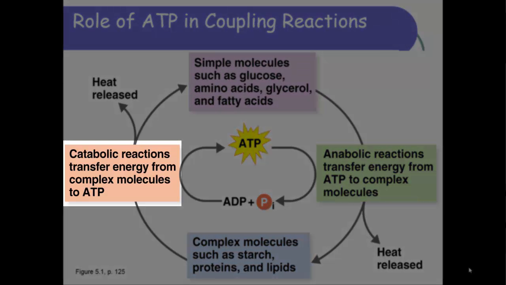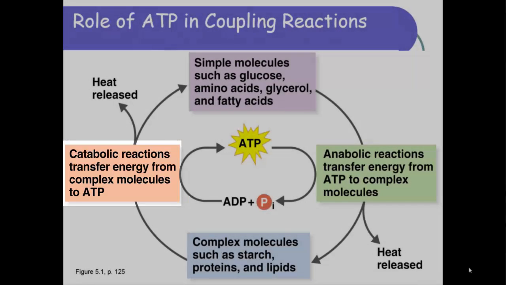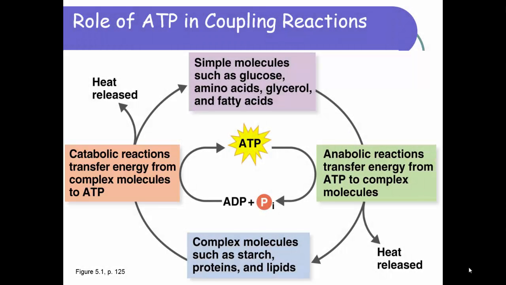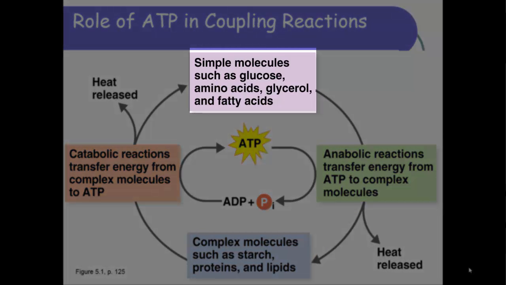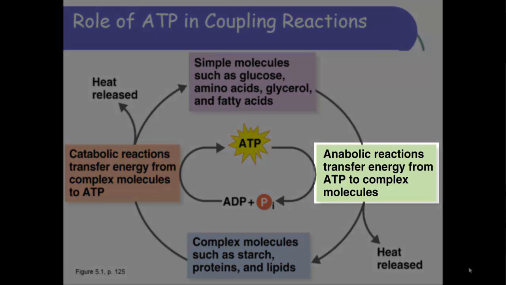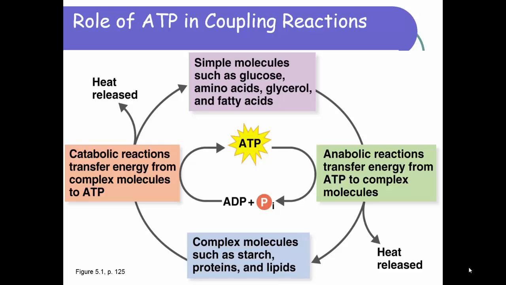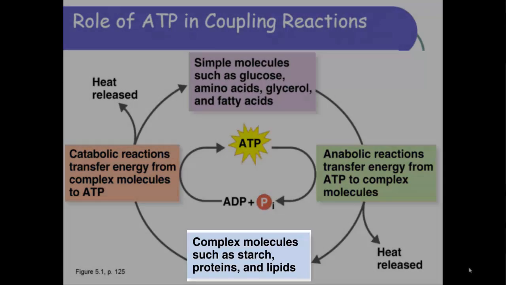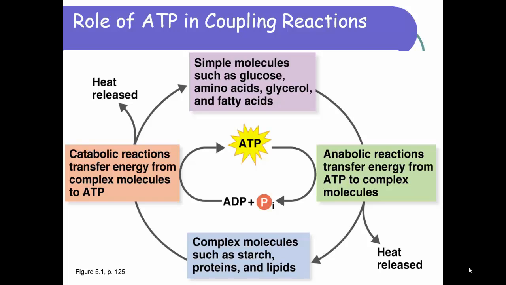Catabolic reactions transfer energy from complex molecules to form ATP. Catabolic reactions then break down those molecules into the simple molecules such as glucose, amino acids, glycerol, and fatty acids, making ATP in the process. That ATP and the simple molecules then undergo anabolic reactions and transfer the energy from ATP to build larger, more complex molecules, such as starch, proteins, and lipids. In doing so, we use ATP and will release more heat than is produced. And you can see that this is a cyclic relationship between catabolism and anabolism.